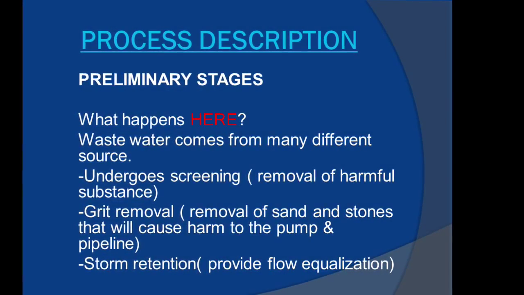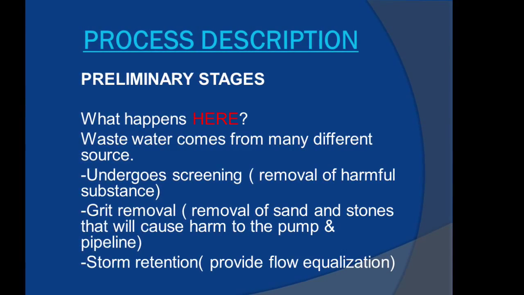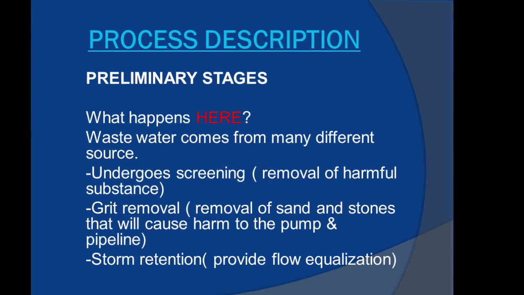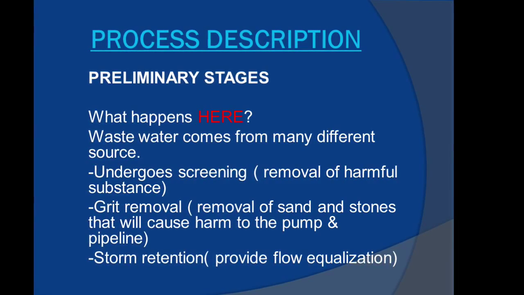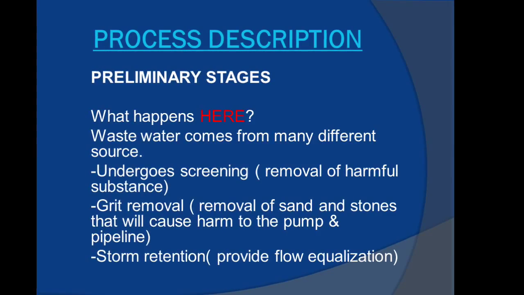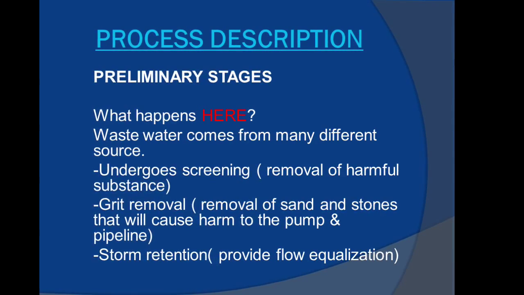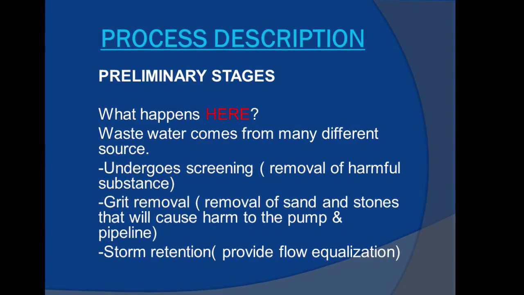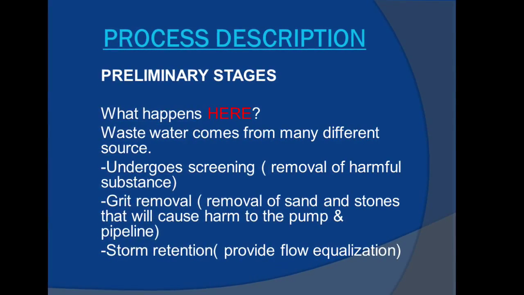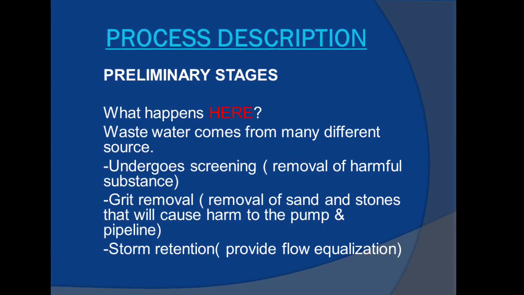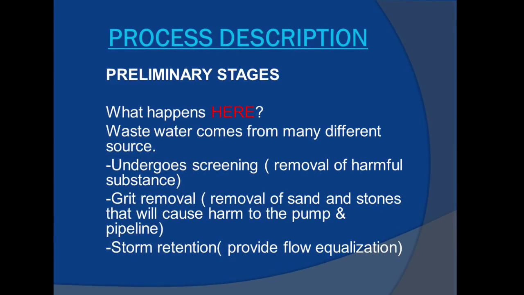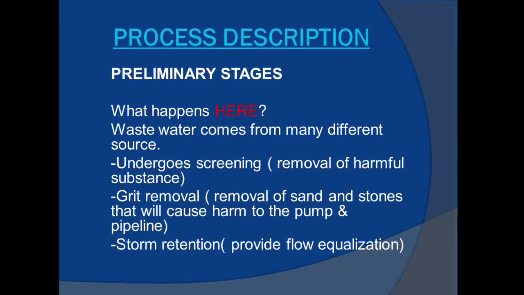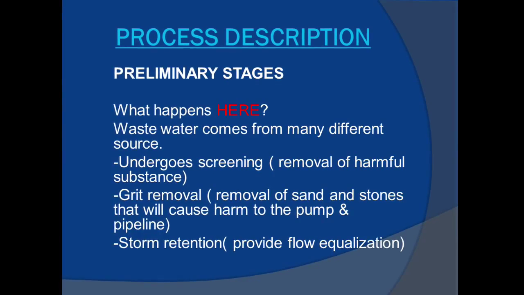As you all know, we are looking at the wastewater treatment plant. First, we look at the preliminary stage, where the water enters from different sources such as household and factory areas. Water is screened before going further to remove harmful substances such as aquatic animals, wood, plastic, and many more. This is to prevent wear and tear of the pumps. Next, we look at grit removal, where sand and stones are removed to prevent clogging. Lastly, the wastewater enters a storm retention tank, which is for flow equalization.